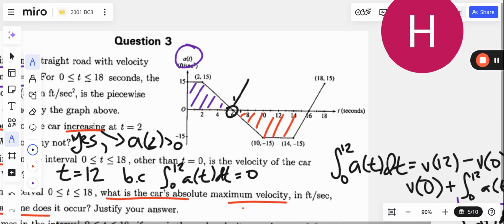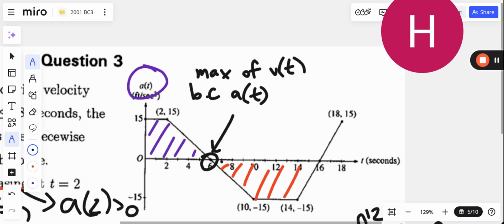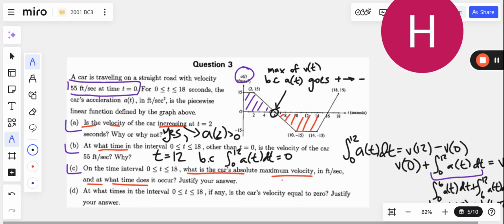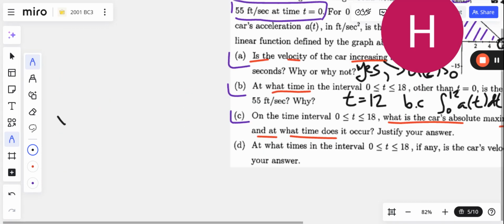So we know that this is going to be a maximum of the velocity, max of v, because its derivative, which is the acceleration, goes positive to negative. Now, technically, when we're looking for absolute maximums, they want us to check the whole interval. So we know that at first, v of 0 is 55.